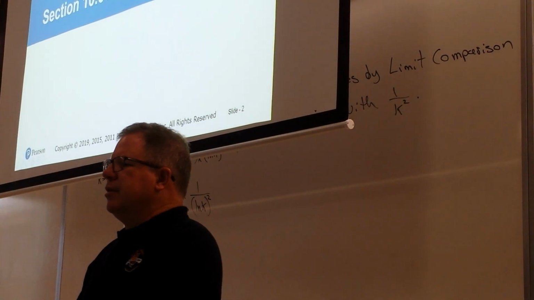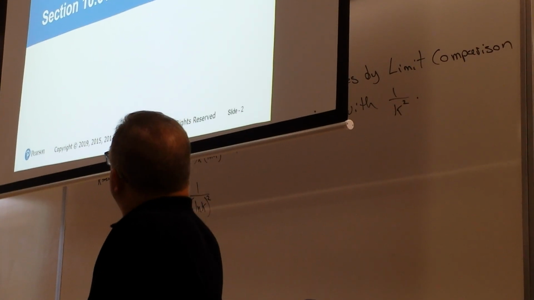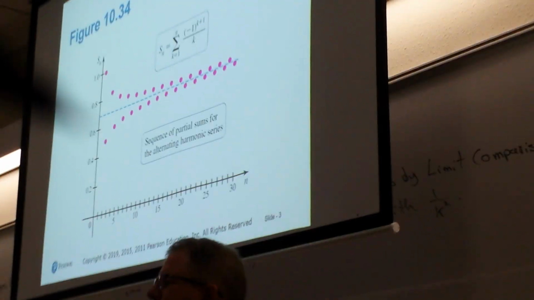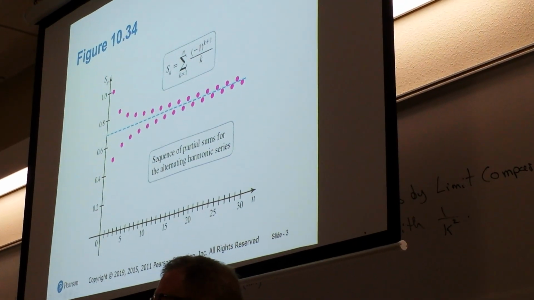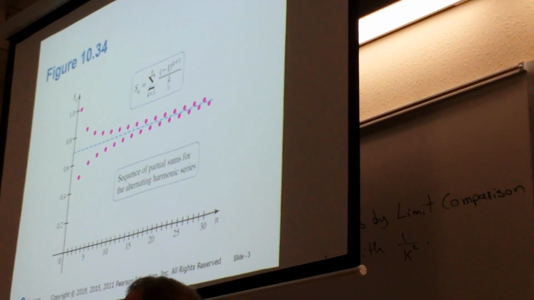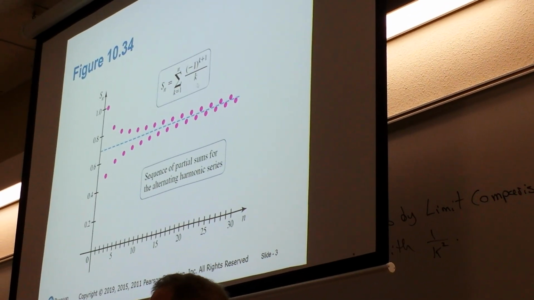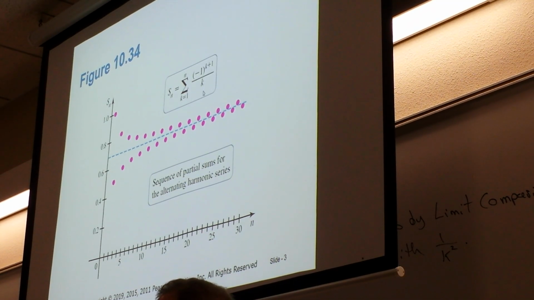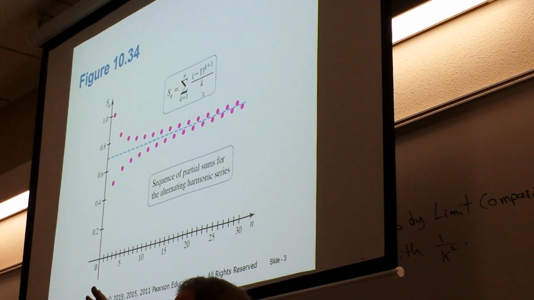Okay, section 10.6, alternating series. So if you have an alternating series, here's an example here. That's actually, see, it's over k. That's actually the alternating harmonic series. This is like 1 over k, except it's changing sign.